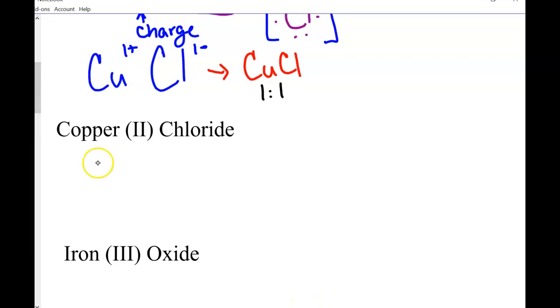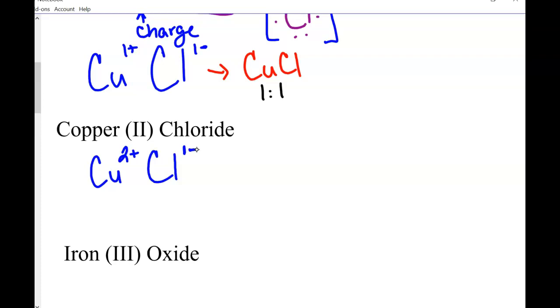Copper 2, still copper, still an ion, but now instead of a +1 charge, this is going to have a 2+ charge. Chloride is still the same. It's going to have a 1- charge. So in this example, we can draw out a Lewis dot diagram, or we can just see that the lowest common multiple is going to be 2.